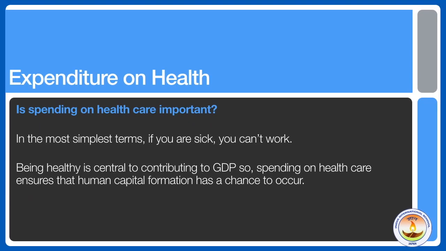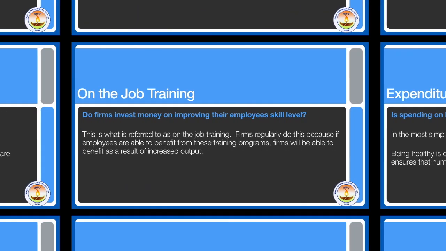Next, let's talk about the expenditure on health. Well, if you're sick or people in your country are sick, they can't work. They can't earn money. If they can't earn money, then the GDP for the country is obviously not improving. It's very straightforward. Next, on-the-job training.